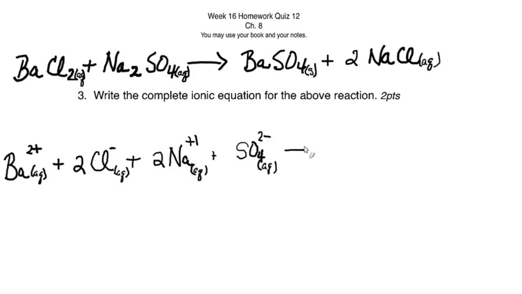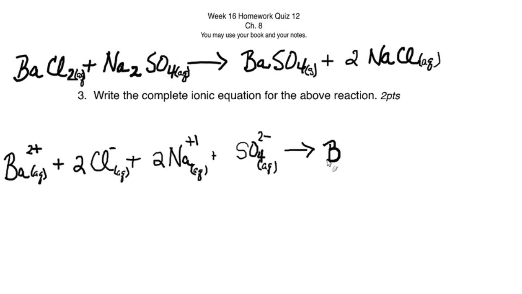Now, on the product side, we have barium sulfate, which is a precipitate, a solid, and we have sodium chloride, which is aqueous. The solid precipitate is not in ionic form. Once it falls out of solution and you get the sediment at the bottom of the beaker, you've got a solid down there.